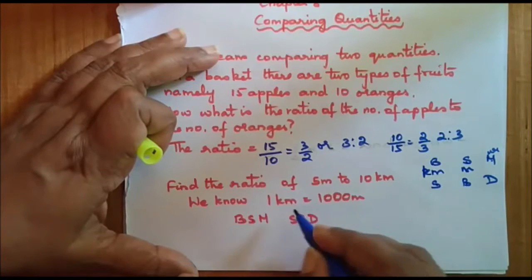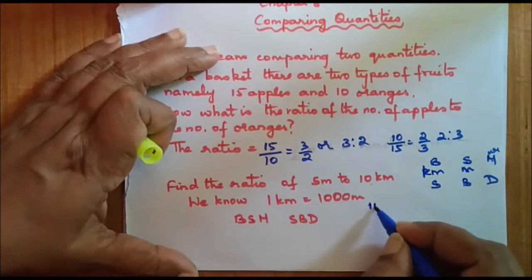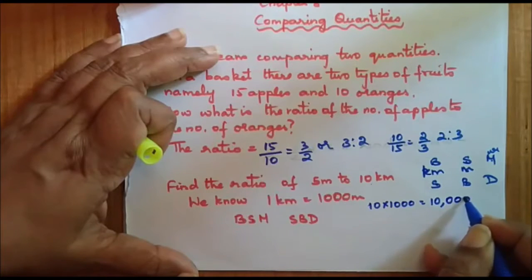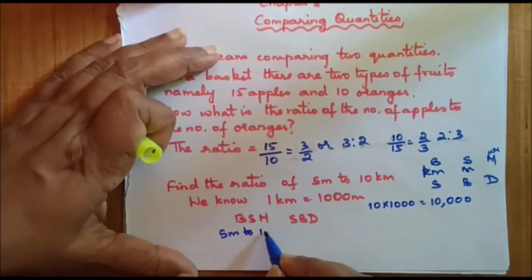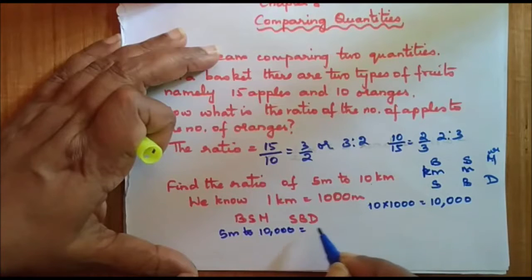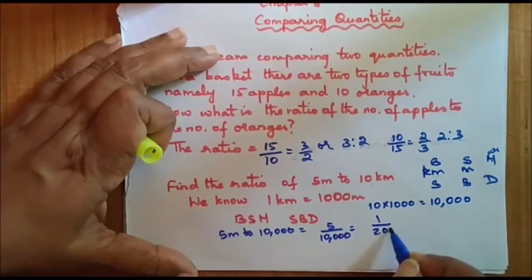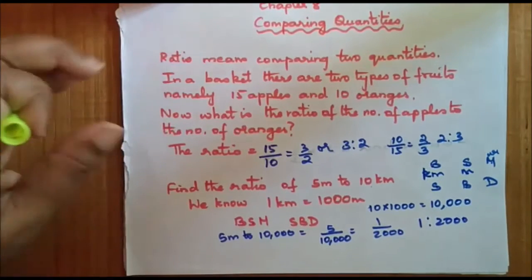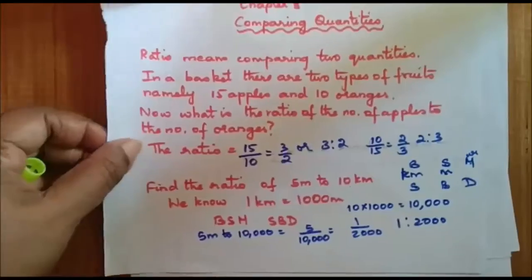We know that 1 kilometer is equal to 1000 meters. So what is 10 kilometer? 10 into 1000, which is equal to 10,000. So the ratio of 5 meter to 10,000 meter is, how will you write, 5 by 10,000, which is nothing but 1 by 2000. So the ratio is 1 is to 2000. I hope you got it. This is how we solve this problem.